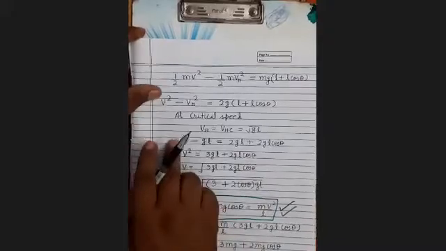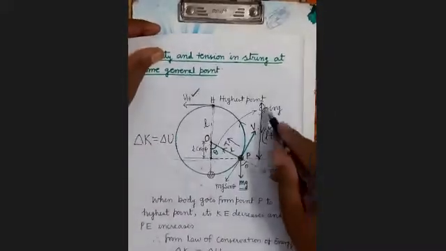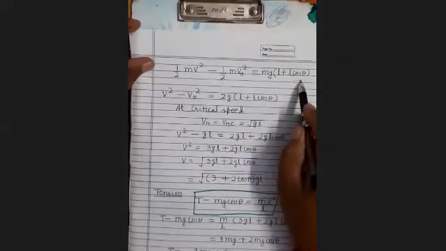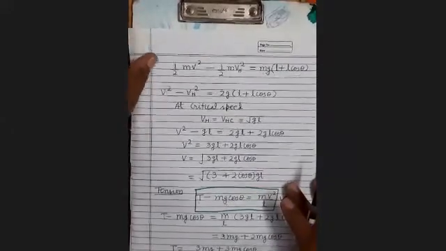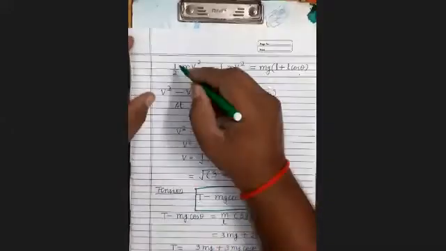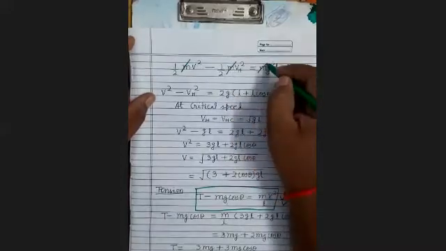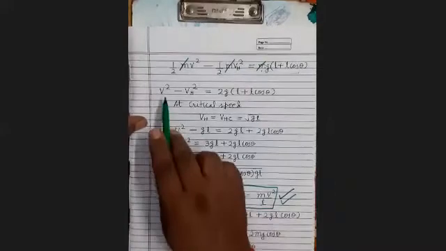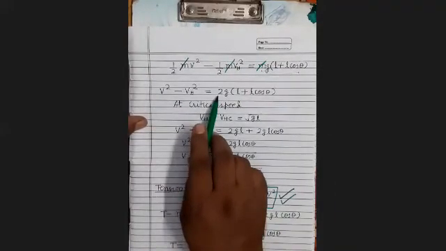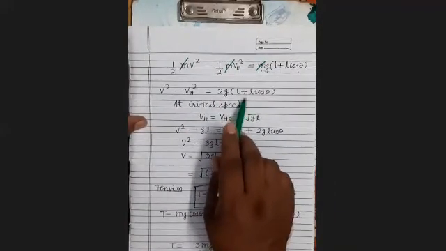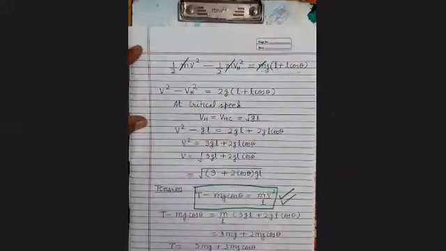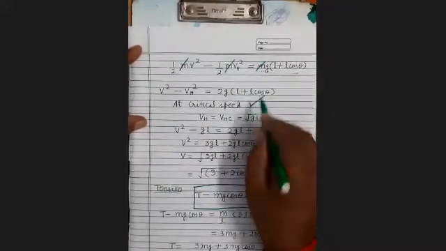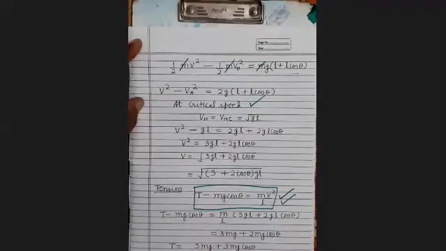What will be the increase in potential energy? M into G into height ascended, which is L plus L cos theta. On simplifying, you cancel out M and multiply the whole equation by 2. What will you get? V square minus VH square equals 2G within bracket L plus L cos theta. It's clear?